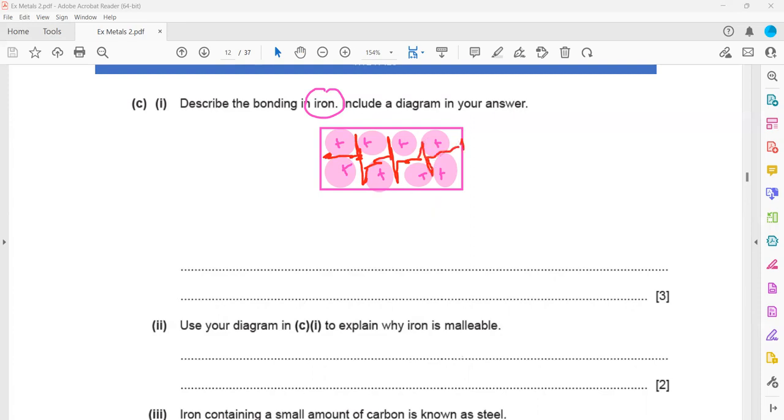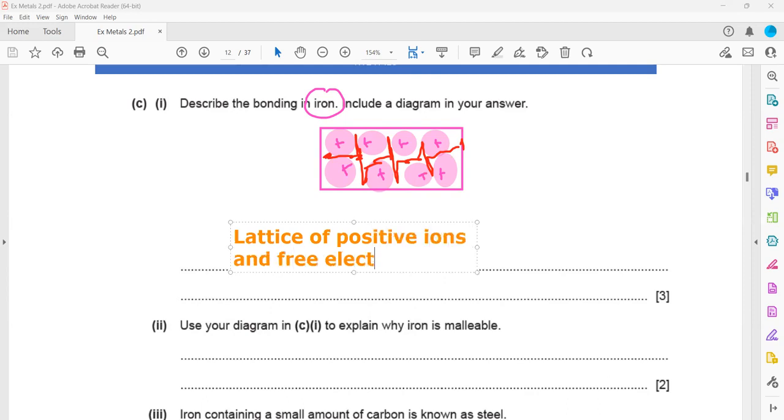And the explanation here: it's a giant lattice of positive ions held together by a strong electrostatic force between the ions and the electrons, or a lattice of positive ions and free electrons, or the delocalized electrons, or in a sea of electrons, which are held together by a very strong force of attraction. So this is always the case.